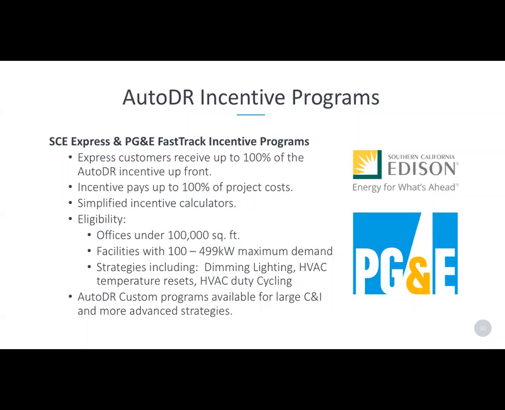They are limited to facilities with between about 100 and 499 kilowatts of maximum demand. Equating to square footage, that's generally offices under 100,000 square feet. Above 50 to 100,000 square feet, you're probably looking at one of the customized programs that are more geared towards large C&I and more advanced technologies such as central plants, chilled water systems, and more advanced HVAC systems. And so at that point, you're really looking more at a customized program offering.